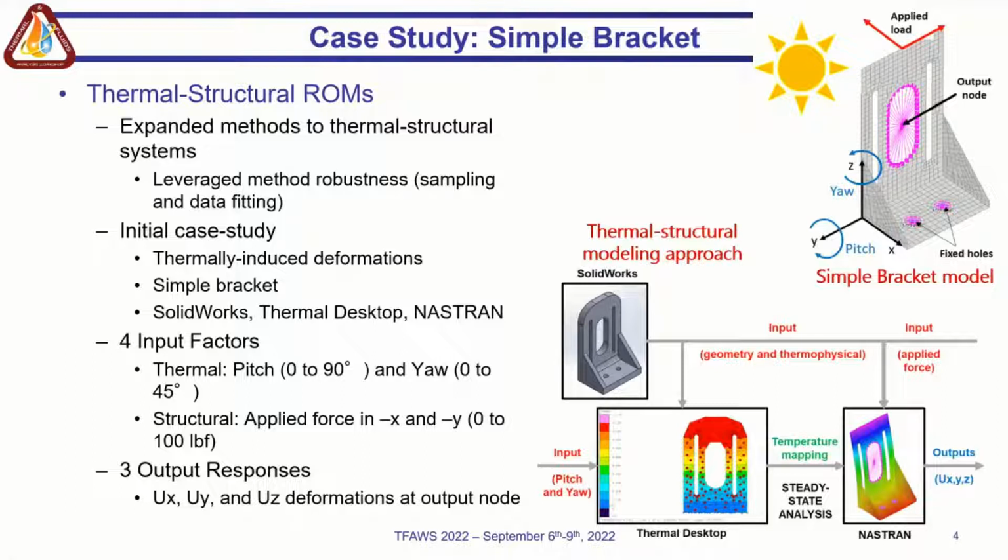We started with this simple case study. This one was a simple bracket, which we can see in the upper right. The geometry was built up in SolidWorks, and then we did a structural analysis in Nastran, and again, the thermal analysis in Thermal Desktop. For this particular reduced order model, we had 4 input factors. We put this bracket in space, and we had a pitch and a yaw input factor. We can vary the pitch and the yaw by 0 to 90 and 0 to 45 degrees respectively.